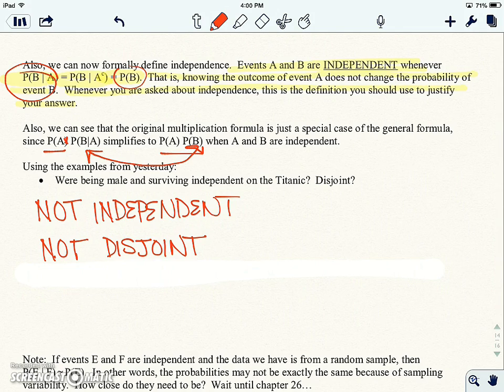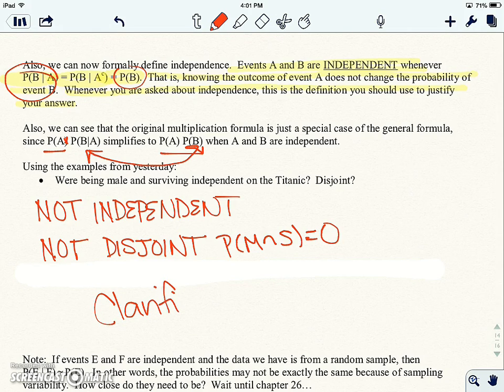Finally, it says, using examples from yesterday or last lecture, were being male and surviving independent on the Titanic? And the answer is no, it's not independent. In fact, we saw that if you were a male, you were more likely to die because they put the women and the children first on the lifeboats. And it was also not disjoint. Disjoint would be that the probability of male and surviving equals 0. Well, there were males that survived, so it's not disjoint. And I will clarify this with a handout next time.